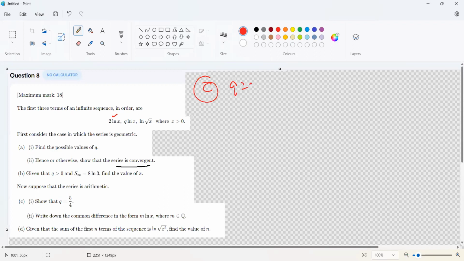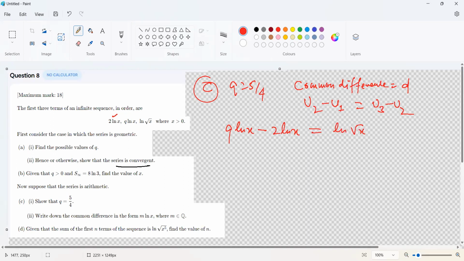So q is equal to 5 over 4. This time this is arithmetic, so arithmetic means the common difference would be the same. Common difference, which is represented by D, is u2 minus u1. Also, we can say u3 minus u2. So when I do u2 minus u1, it is q ln x minus 2 ln x, and that is equal to ln root x minus q ln x.